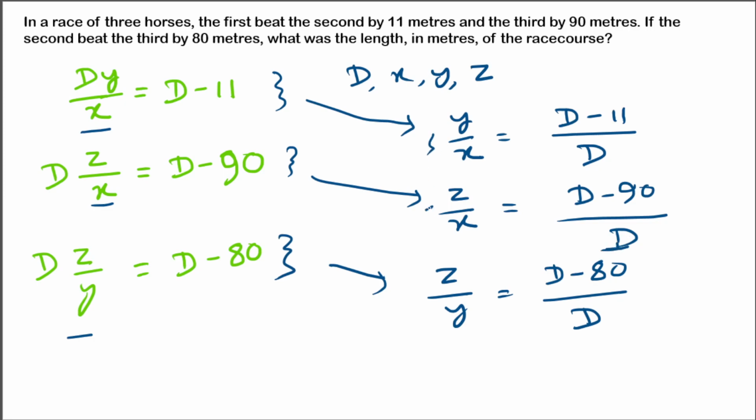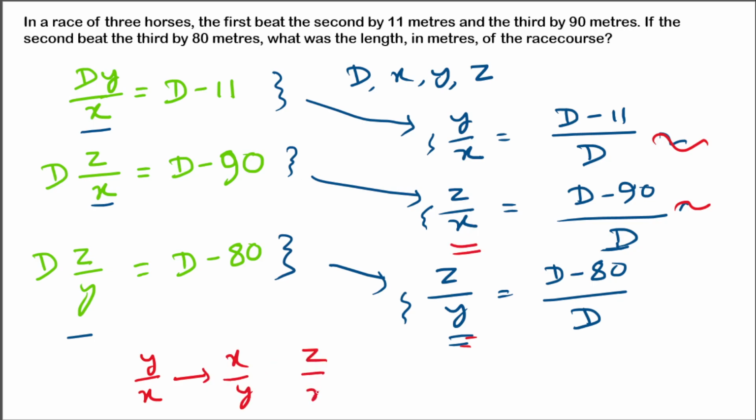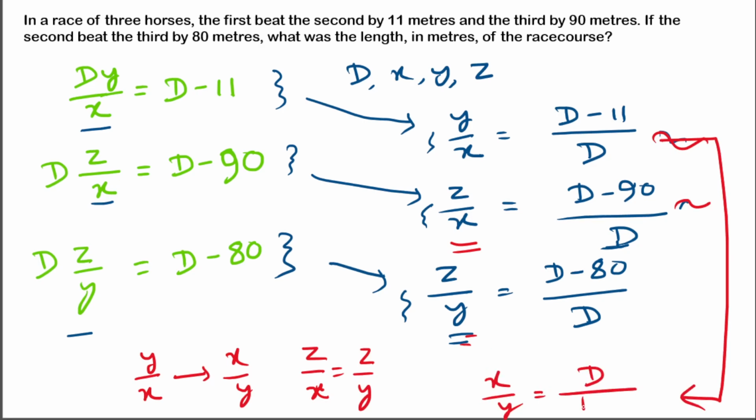Now do you see something from here? Here it is z by y. Can we express these two equations in certain formats so that it becomes z by y? So you see, y by x is there, right? We can invert it into x by y, and multiply it with this term, z by x. If we multiply this, we will have z by y, right? So that is to be noted. Now if we invert it, we will write x by y equals d by d minus 11.